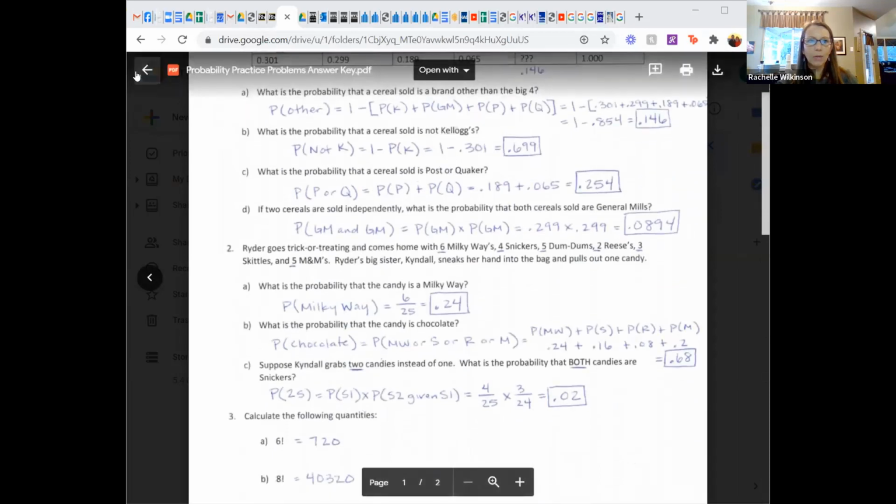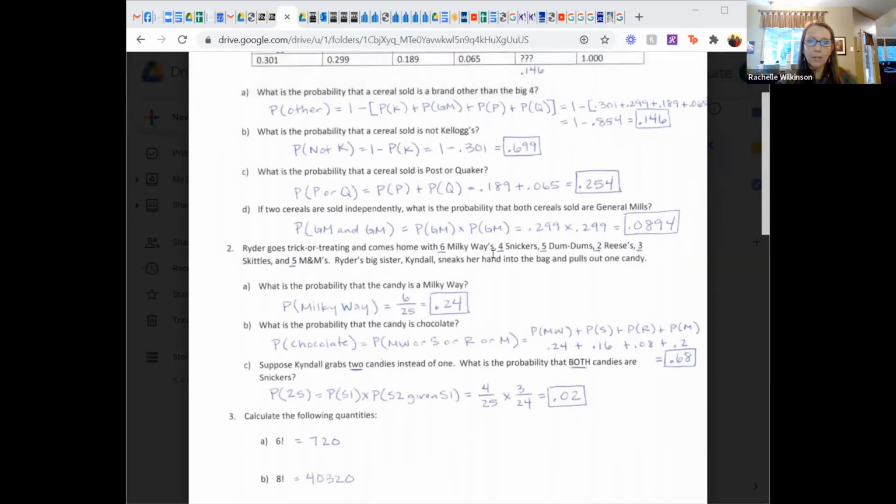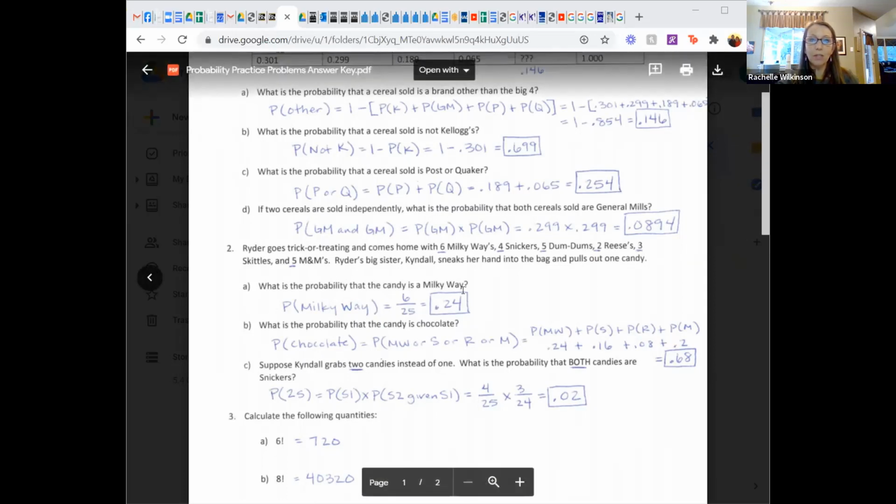So the Halloween candy one, we've got counts here. Ryder comes home with 6 Milky Ways, 4 Snickers, 5 Dum Dums, 2 Reese's, 3 Skittles, and 5 M&Ms. And Ryder's sister Kendall sneaks her hand into the bag and pulls out 1 candy. What's the probability it's a Milky Way?